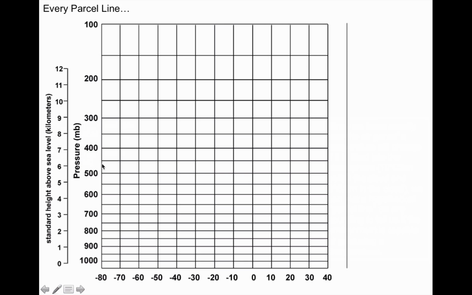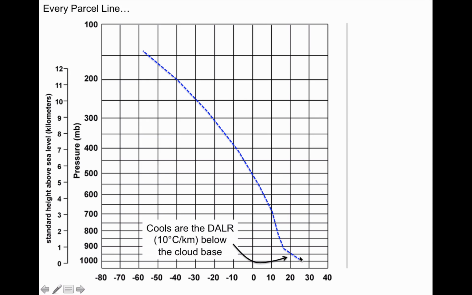Every parcel line is going to have a shape something like this, okay? And it's a really interesting shape I want you just to get familiar with. It has basically one distinct shift in it, and that happens right here. And what I want you to remember is that that distinct shift happens at the base of the thunderstorm. Below it, the parcel cools at a rate of 10 degrees Celsius per kilometer. That's the dry adiabatic lapse rate. Above it, it cools at the moist adiabatic lapse rate, which is approximately 6 degrees Celsius per kilometer.